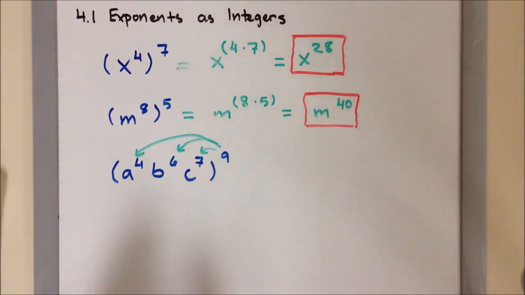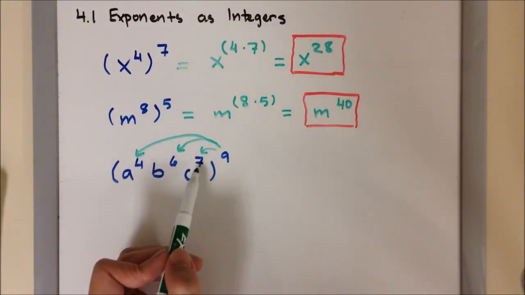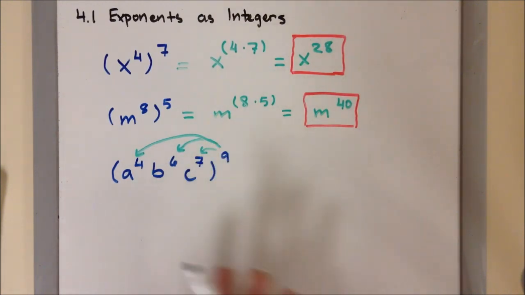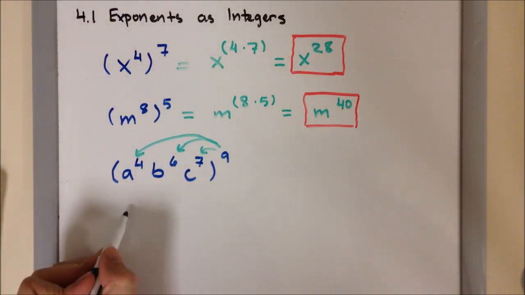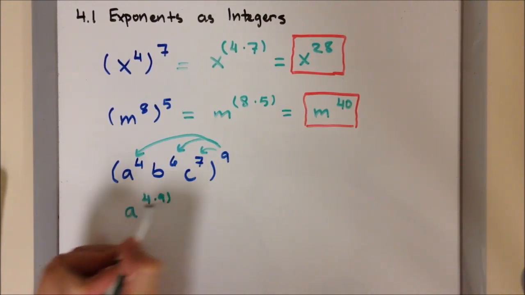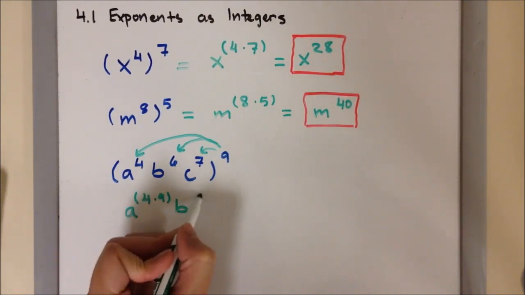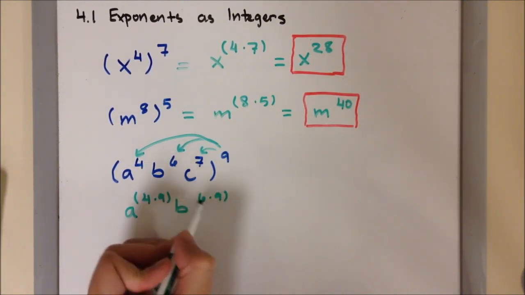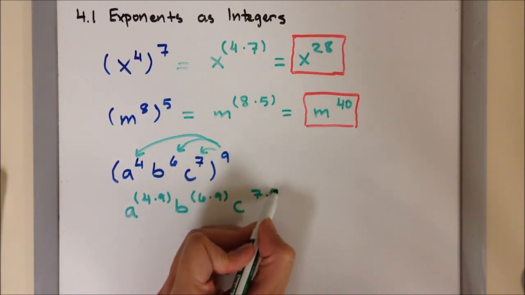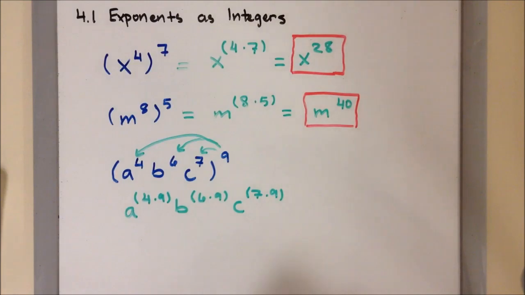So here, when you have exponents on the inside of the parenthesis and an exponent on the outside, you're just going to multiply only, and I repeat, only the exponents. So it will be my a, 4 times 9, my b, 6 times 9, my c, 7 times 9. So I'm going to simplify all the exponents.